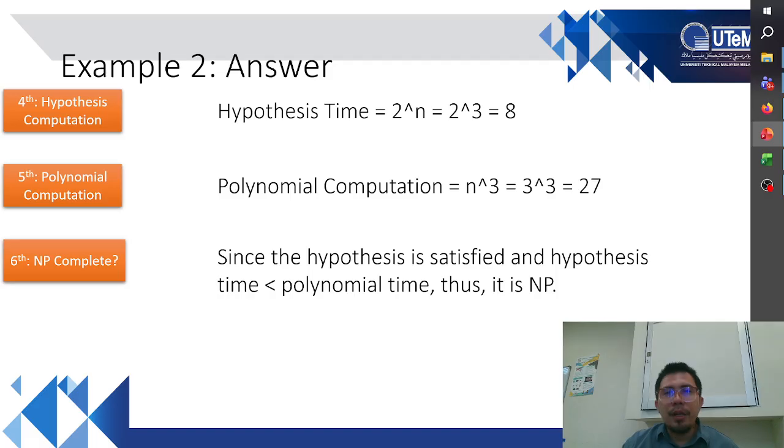Okay, the hypothesis is satisfied, and the hypothesis time is less than the polynomial time. Okay, and then we consider the problem that we need to solve here is NP. Two conditions, remember, two conditions: the hypothesis is satisfied, and the hypothesis time is less than the polynomial time, so it is NP. However, if the hypothesis time is greater than the polynomial time, it will become NP-complete.